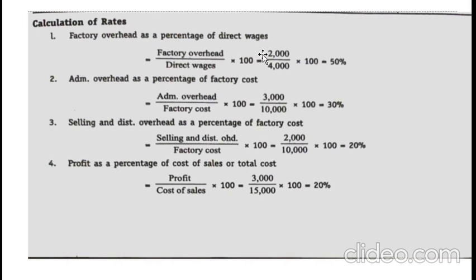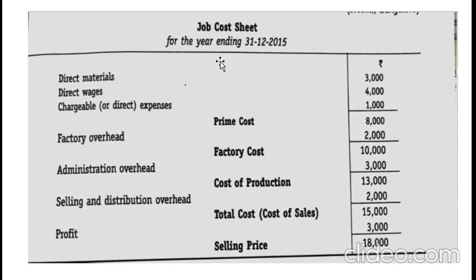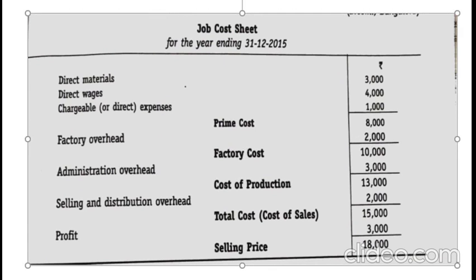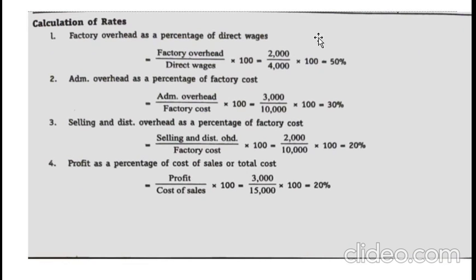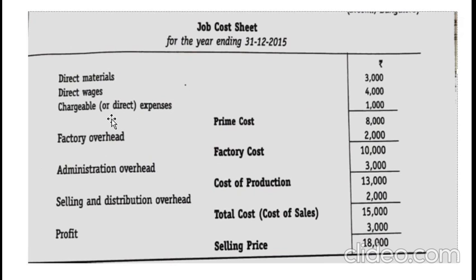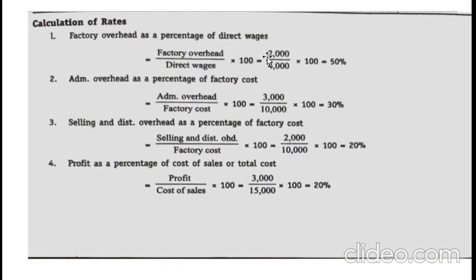So how much is your factory overhead as per last year data? This is your last year's, that is 2015 cost sheet. In this cost sheet your factory overhead was 2000. So 2000 divided by direct wages. How much is your direct wages in your previous year's cost sheet? 4000. So 2000 is your factory overhead, 4000 is your direct wages into 100. So 2000 divided by 4000 into 100 will give you 50%.